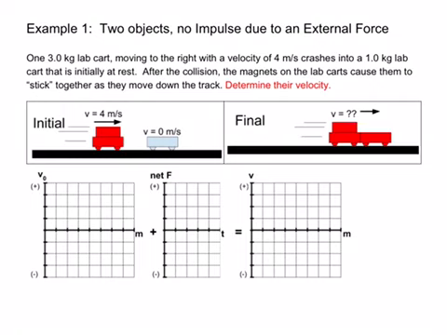So the problem continues and says, after the collision, the magnets on the lab carts cause them to stick together as they move down the track. Determine their velocity. All right, so I'm going to first start out by diagramming the momentum in the system before the collision. I have a cart that has a mass of 3 kilograms, so I'll go 3 blocks wide, and then I'm going to go 4 blocks tall.